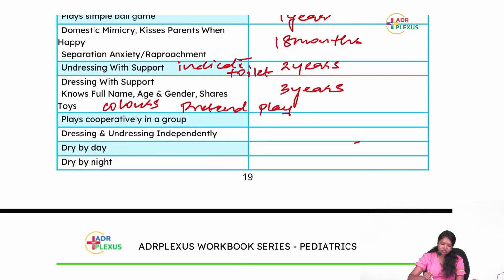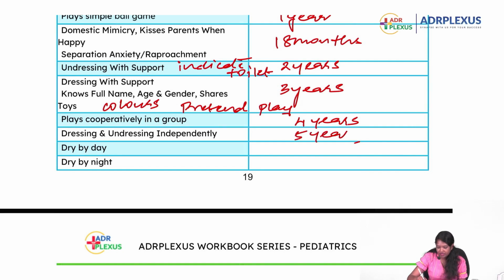Okay. Plays cooperatively in a group by 4 years. At 4 years the child goes to play school, so it will play cooperatively with other children. Dressing and undressing independently by 5 years. By 5 years, the baby can dress and undress independently.